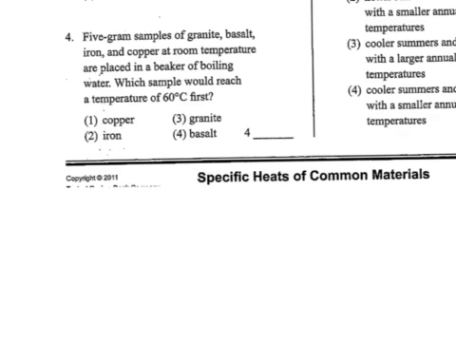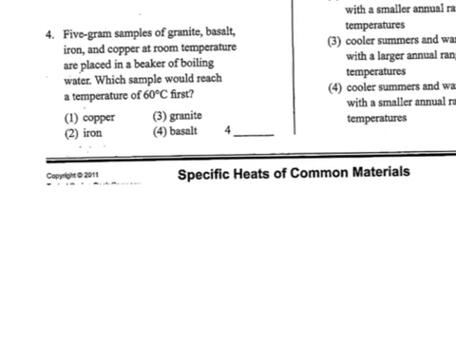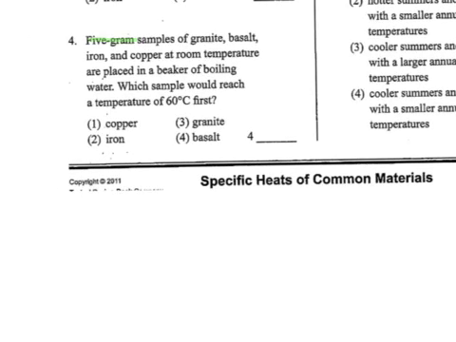Question number 4. 5-gram samples of granite, basalt, iron, and copper at room temperature are placed in a beaker of boiling water. Which sample would reach a temperature of 60 degrees first? So, important stuff here. We have the same mass for each one of these samples, same mass for granite, basalt, iron, and copper. They're starting off at the same temperature.